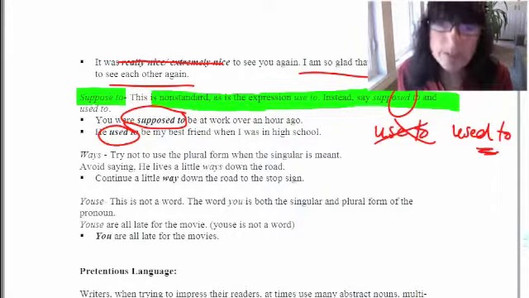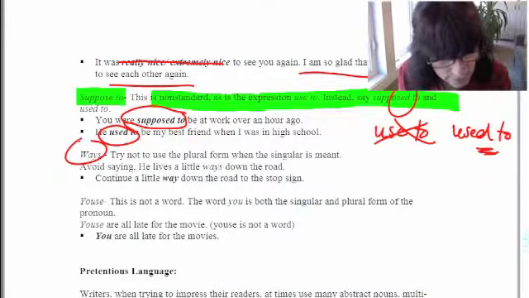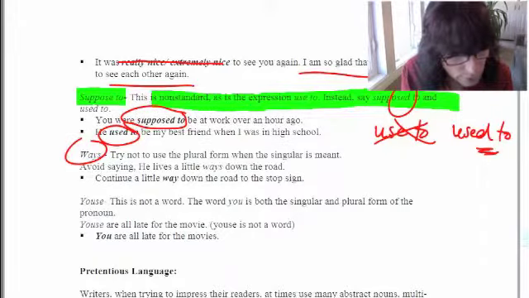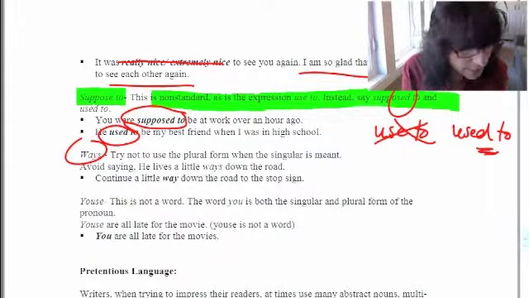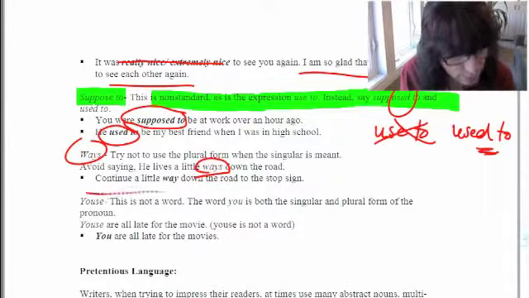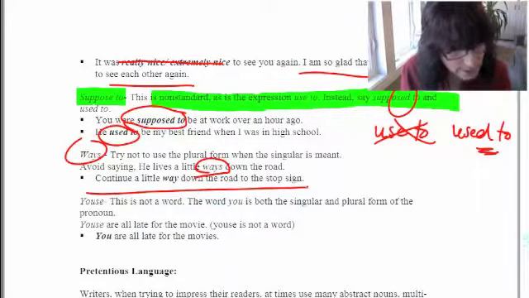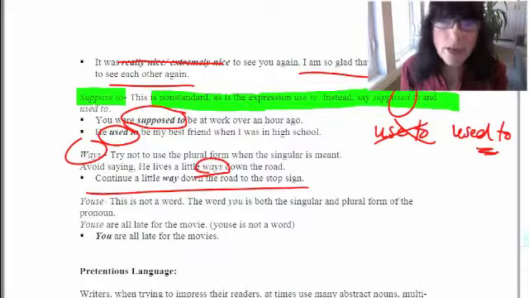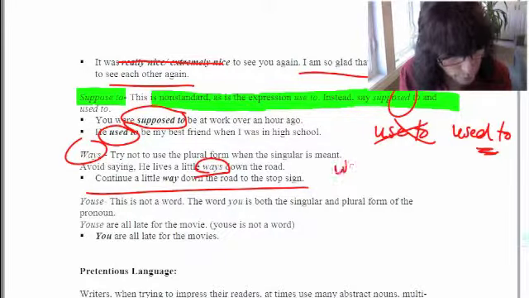And two more examples of abusages. This one is ways. Try not to use the plural form when the singular is meant. So avoid saying, he lives a little ways down the road. It's incorrect. So what you would say is continue a little way down the road to the stop sign. So avoid ways and just use the word way.